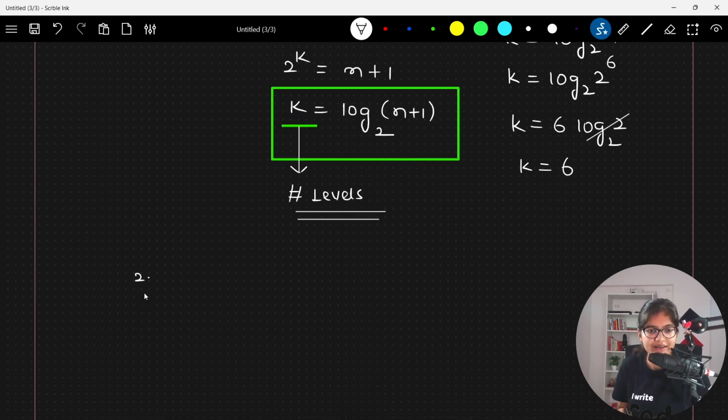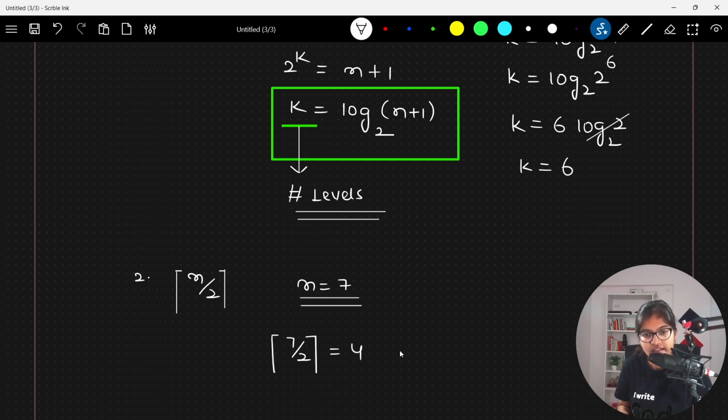The second important property says that almost half of the nodes, if you take the upper bound of that, will be present at the leaf nodes. So the number of leaf nodes in a complete binary tree or in a full binary tree will be equal to the upper bound of n by 2. Suppose the value of n is 7 here. If you say 7 by 2 and take the upper bound of that, it will be nothing but 4. This is the number of leaf nodes that I am having in my actual tree. So you will be easily able to find out that.